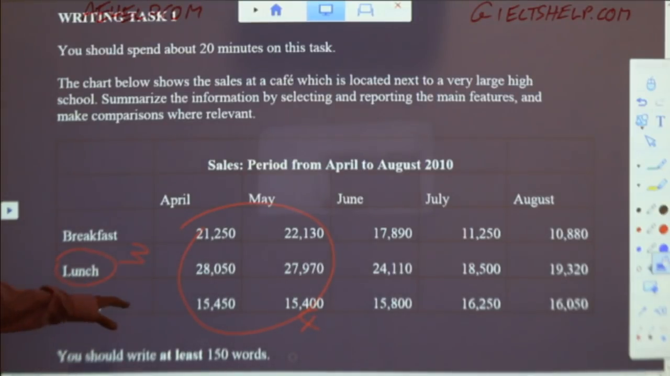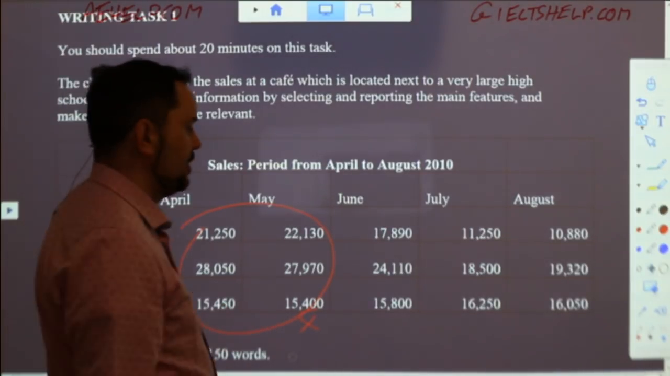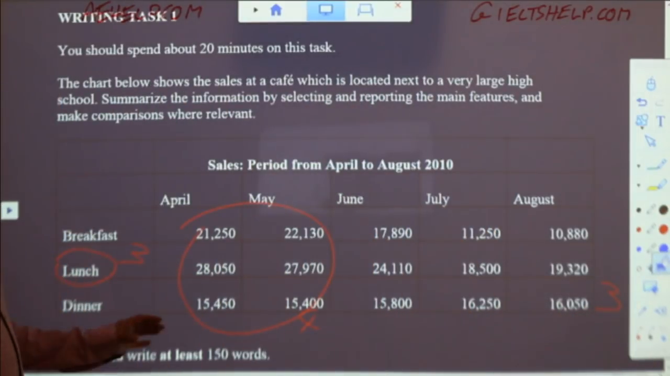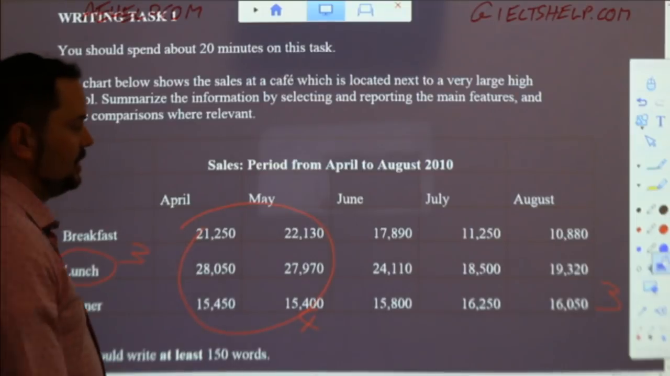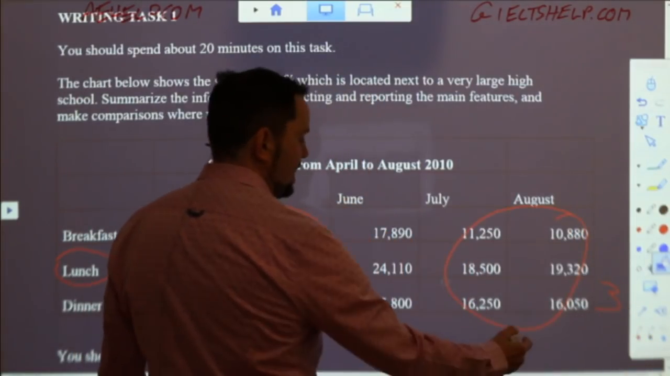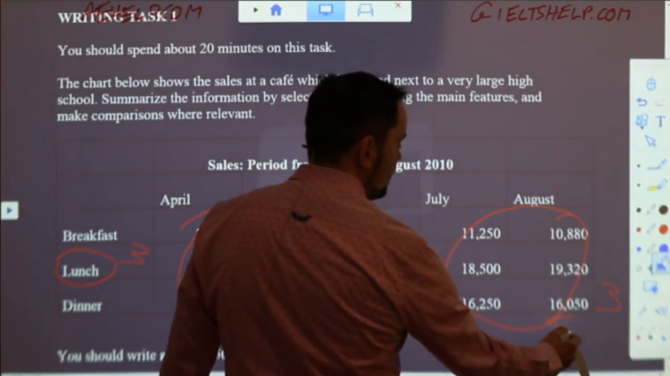The lowest sales overall, interestingly, was for dinner, right? So this is the second part of point 3. And then we can contrast this with the lowest months, which are here, right? So that can be our other point number 4.